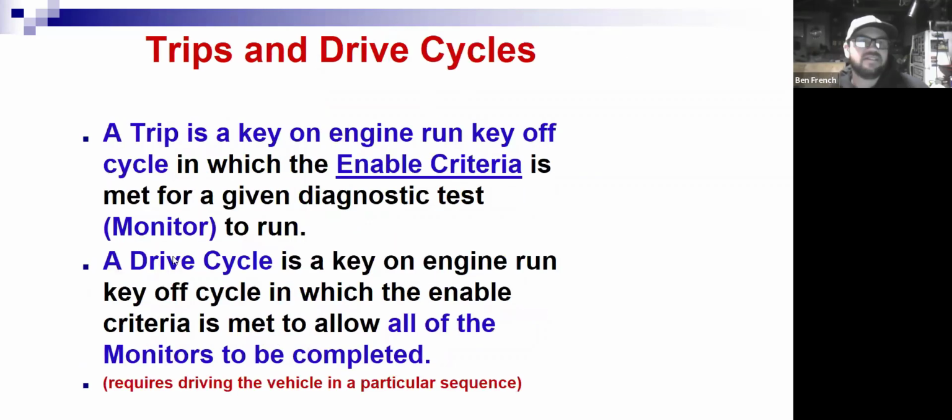The other thing is the trips versus drive cycle discussion, right? A trip is you meet some enable criteria and you run one monitor, one diagnostic test. A drive cycle is a special way that you can drive the car to get it to run all the monitors and test all of its systems out. And oftentimes that requires you to drive the car a special way. You might even have to put it on a dyno or something to do that.